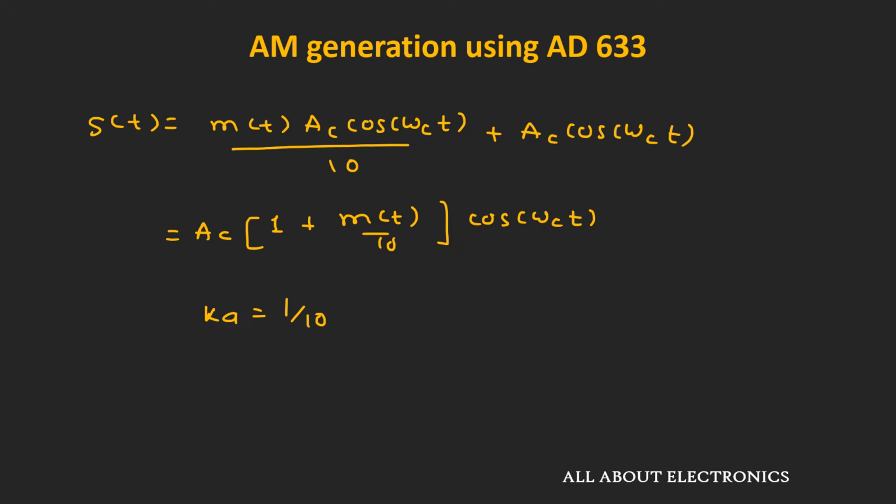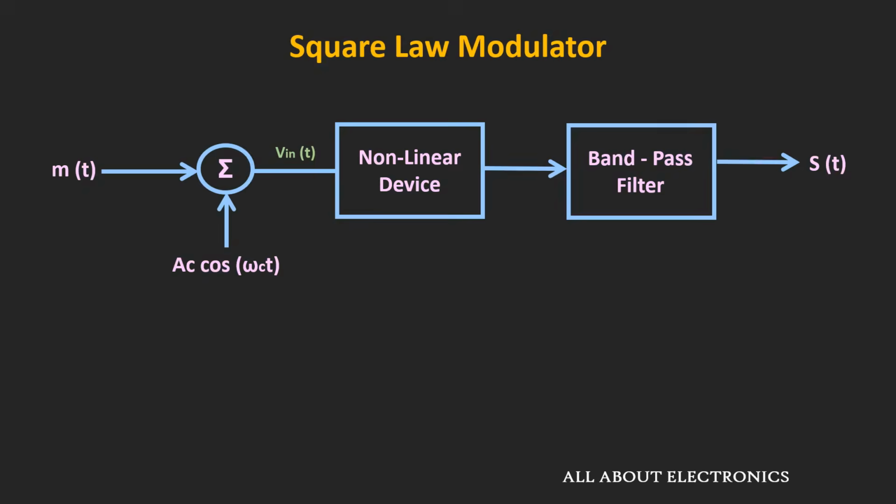Alright, so now let us talk about the second method, that is the square law modulator. In this square law modulator, a nonlinear device or circuit is used to generate this modulated output. Any device which has a nonlinear VI characteristic can be used as a nonlinear device. As you are aware, a diode or a transistor has a nonlinear VI characteristic, and because of that, they can be used as a nonlinear device.